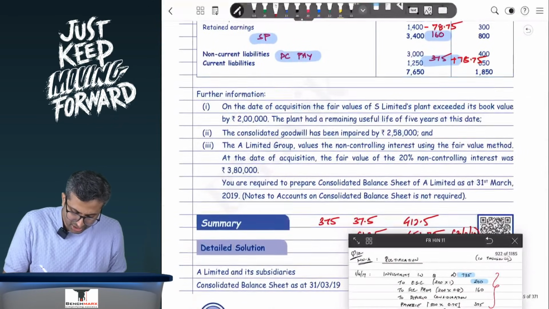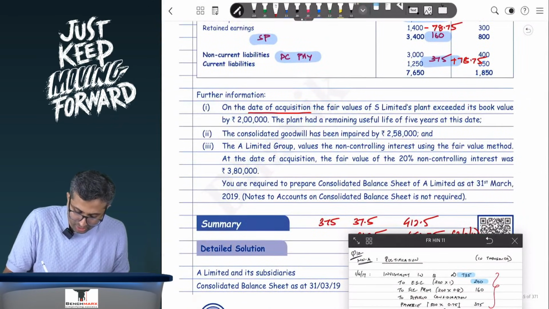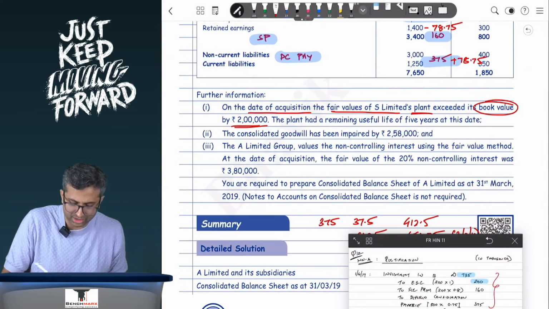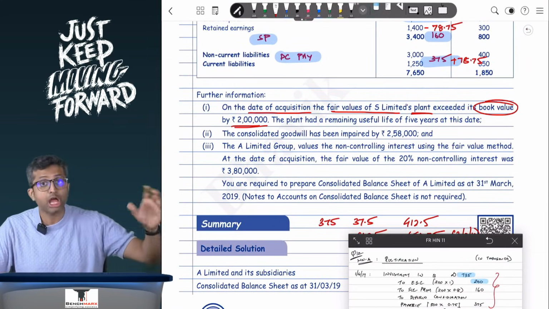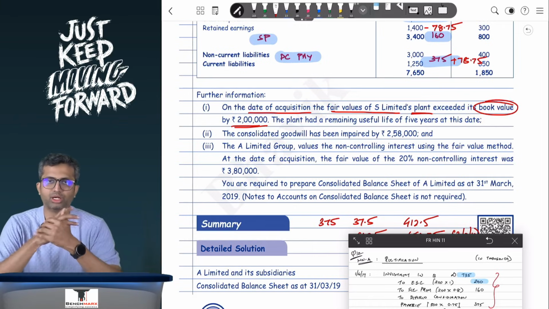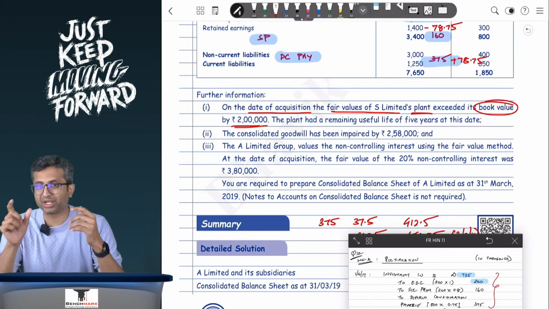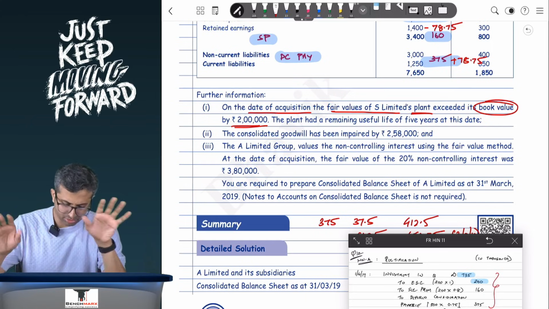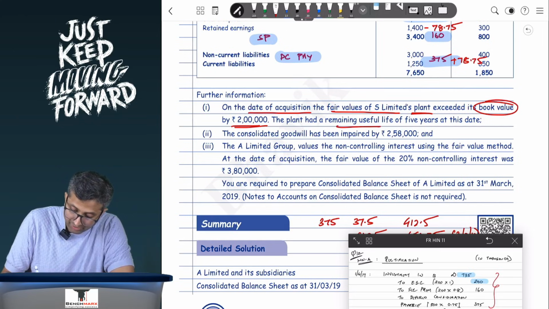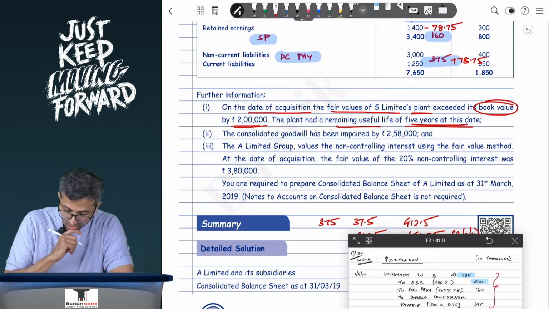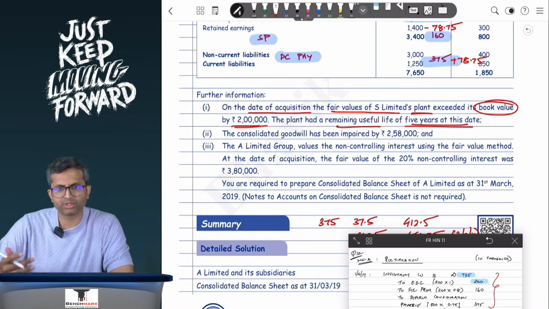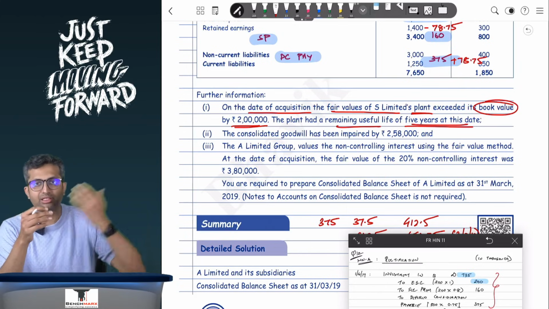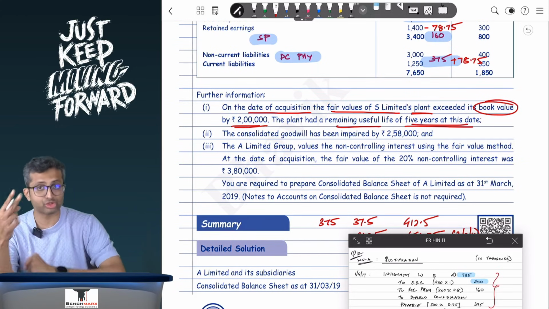Okay, after this, other information: on the date of acquisition, the fair value of S Limited's plant exceeded its book value by 2 lakhs. This is directly given to you. Like in the last question, you were given the fair value of the plant and had to find a change of 1,15,000. Here, this is directly given to you that the fair value is greater by 2 lakhs. That's it. The plant has a remaining useful life of 5 years at this date. So there will be an initial fair value adjustment, and also due to depreciation, a subsequent fair value adjustment, though it has been 2 years. Like in the last question, it was 6 months. Here, the additional depreciation will be for 2 years.